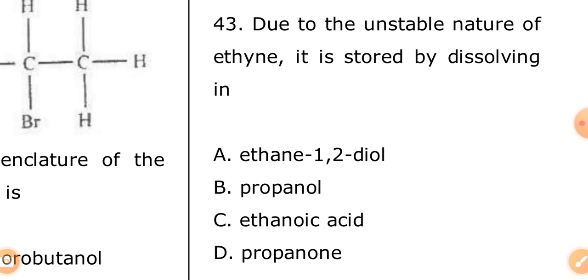Due to the unstable nature of Ethyne, it is stored by dissolving in dash. A. Ethane-1,2-diol. I was lab prefect then, so I remember some of these things. B. Propanol. C. Ethanoic acid. D. Propanone.